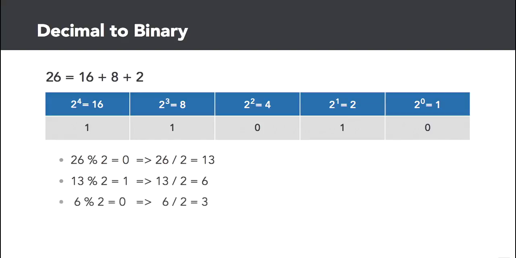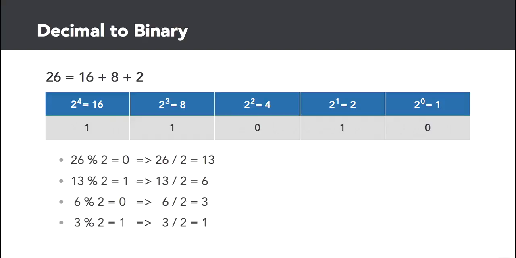Now I do 6 mod 2. Again, an even number is going to give me a 0 remainder, and you'll see that 2 squared has a 0 in that column. Now I divide 6 by 2, and I get 3. I bring the 3 down. 3 mod 2 is equal to 1. So there's a 1 in the 8s column there.